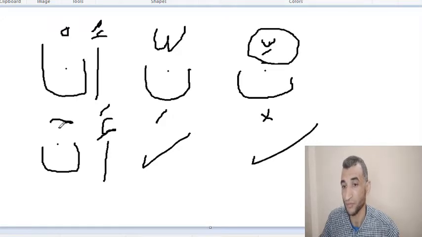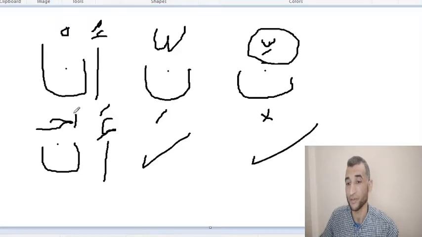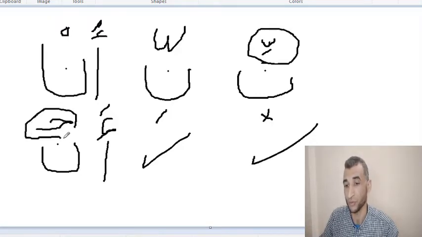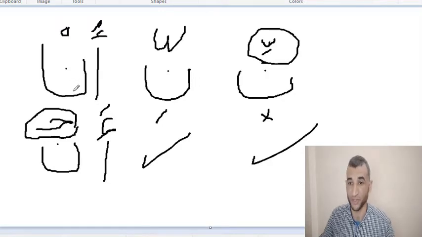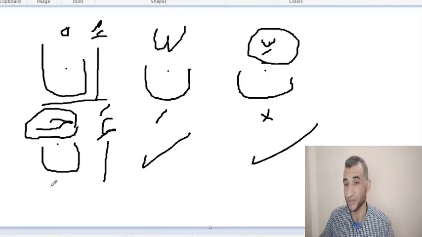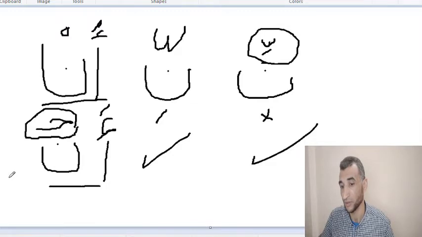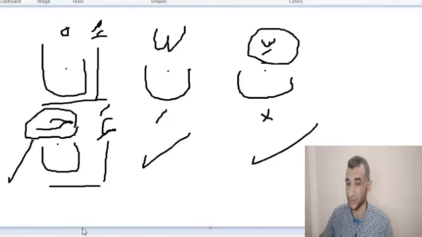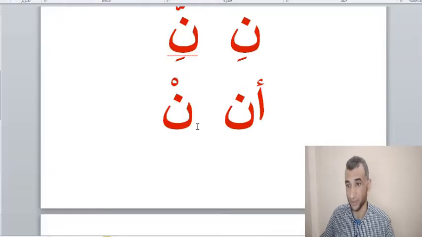The first part of the head of the letter ha, like this, is also a sign of sukoon. So it is the same pronunciation, an and an. It is all correct. Okay, let's be back.